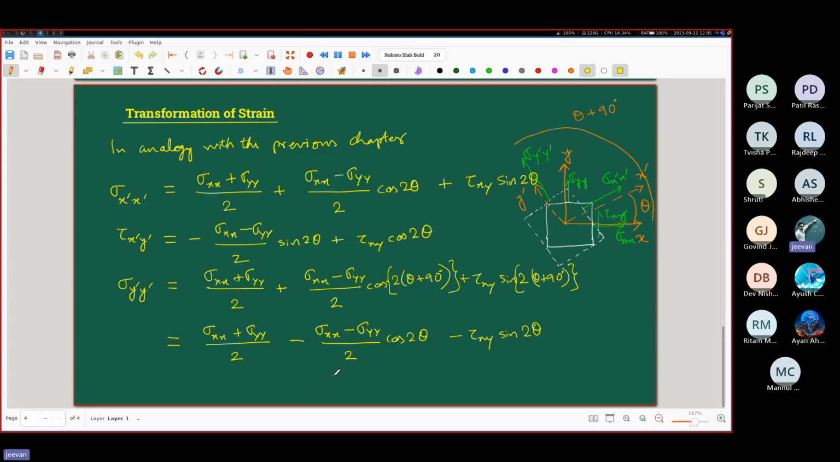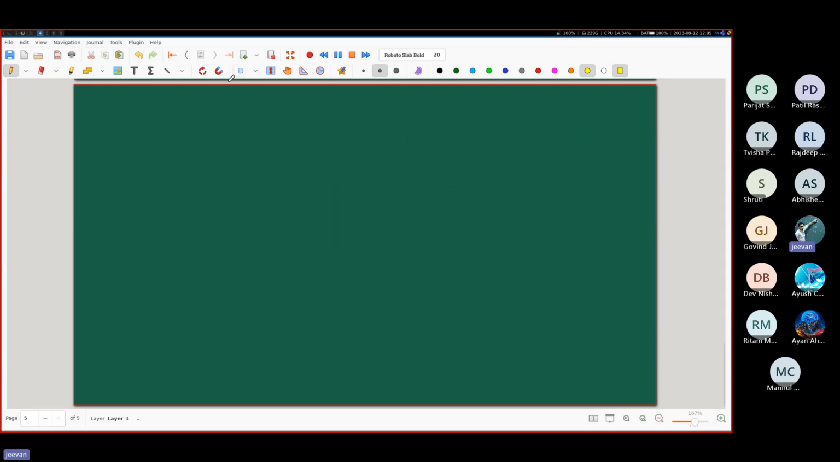That's it. So whatever we have here, I have started by writing transformation of strain, but all that I have written is the formulas for the stresses. Because it is an analogy with this, we can quickly write it down on the next page. So even though you feel a little bit bored, I will write this down. Epsilon x dash x dash is epsilon xx plus epsilon yy by 2 plus epsilon xx minus epsilon yy by 2 cos 2 theta plus epsilon xy sine 2 theta.